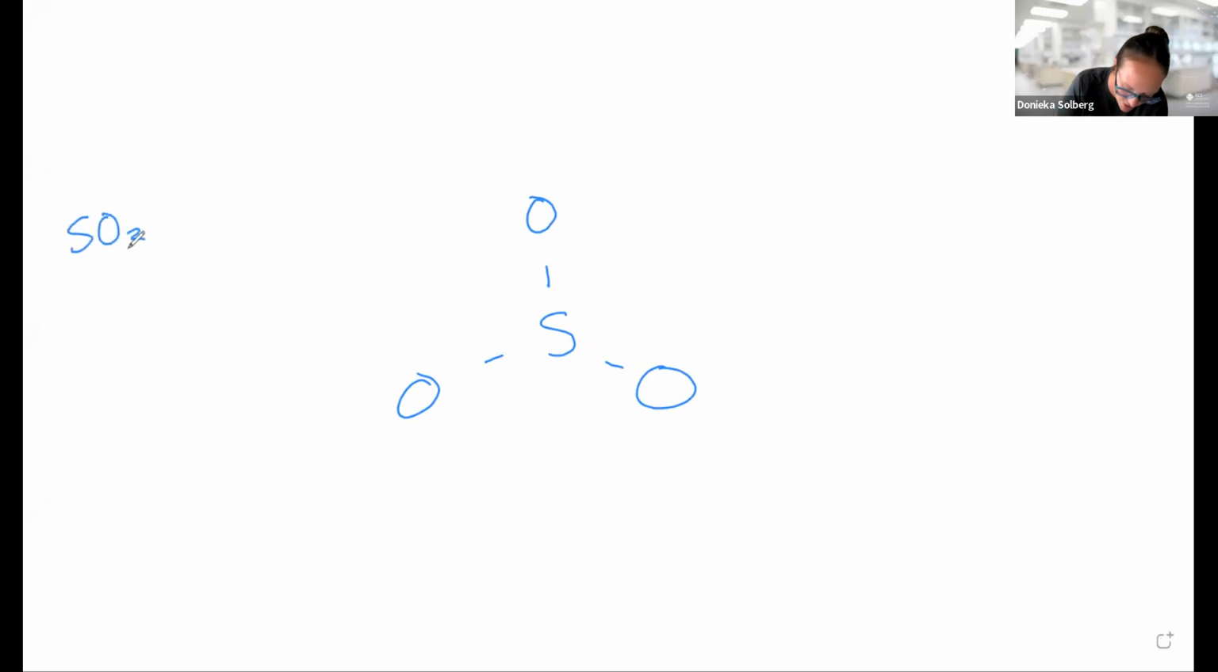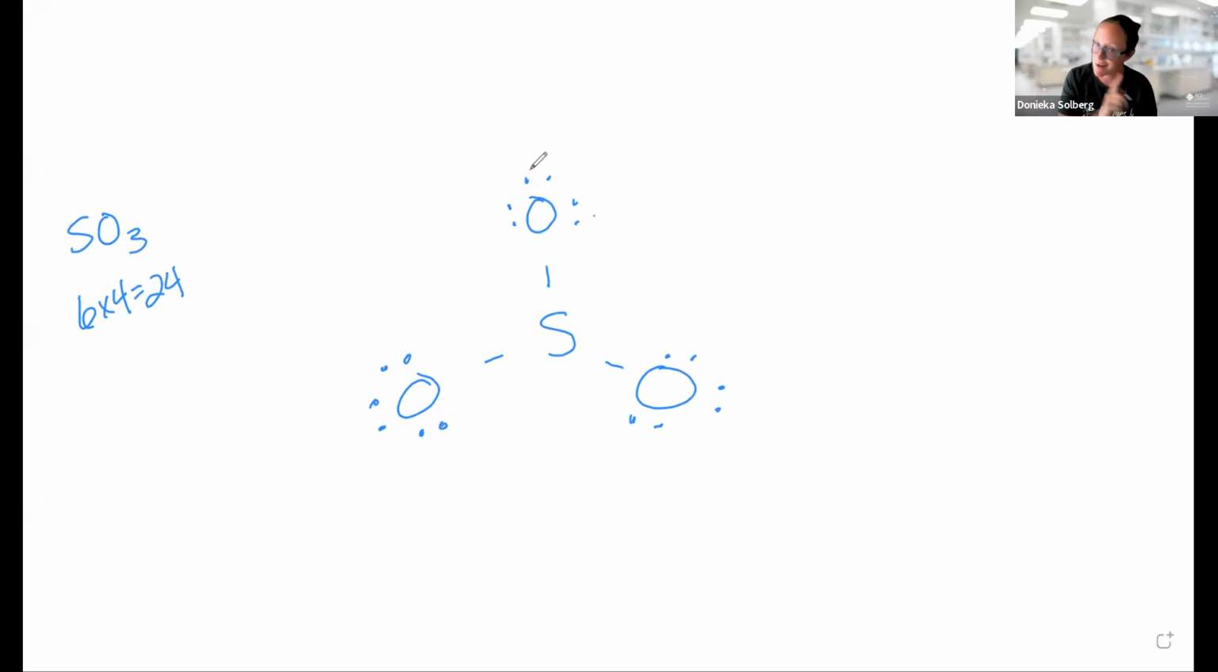Okay, so the first one is SO3. So I'm going to draw my Lewis dot structure. I'm going to put S in the middle, O, O, O on the outside. For SO3, they each have 6 valence electrons, so 6 times 4 equals 24. So I need a total of 24. According to my Lewis dot structure rules, I'm going to fill up the outside first, and then count 2, 4, 6, 8, 10, 12, 14, 16, 18, 20, 22, 24.